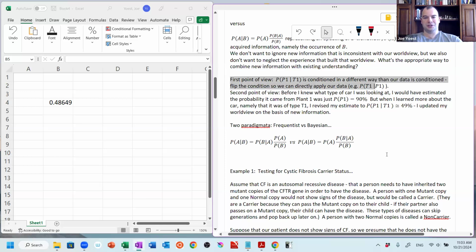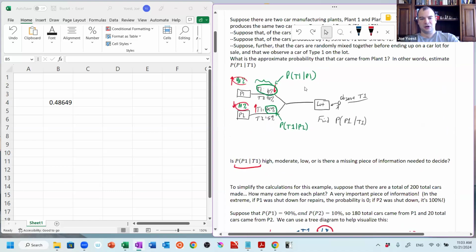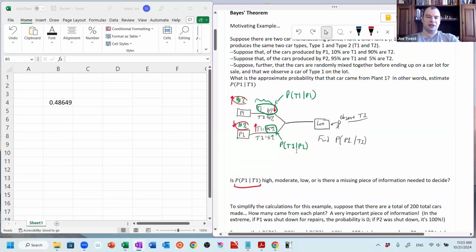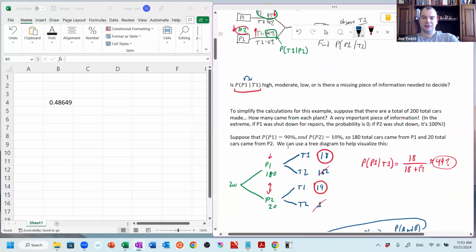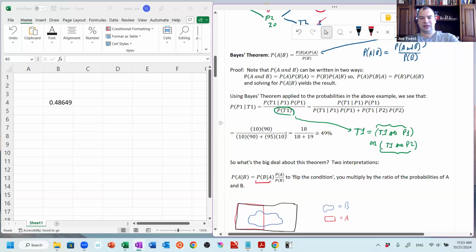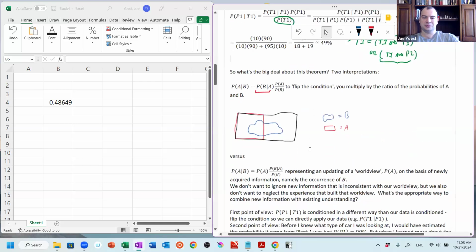So from the first point of view, from our cars example, we just look at this and we say, okay, my goal is to figure out what's the probability of plant one given type one. Oh darn, that condition is in the wrong order from the information that I have easily available to me. It would be super nice if I could flip that condition around. Hey, look at that, I can use Bayes' theorem, flip the condition around, and get my answer. That's the point of view of Bayes' theorem from the frequentist perspective. It's a nice little tool that helps us, in some situations, compute conditional probabilities.